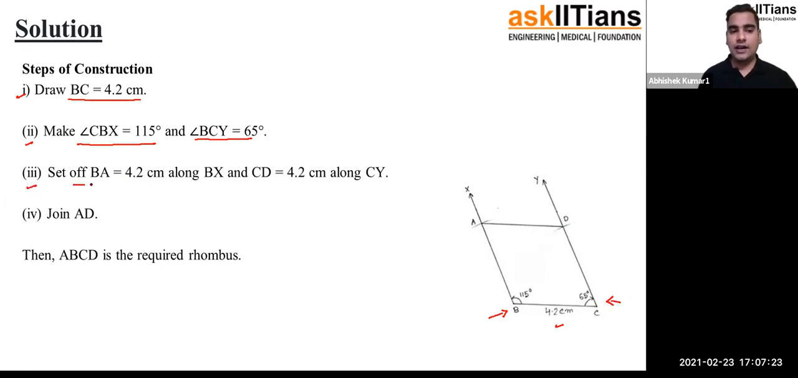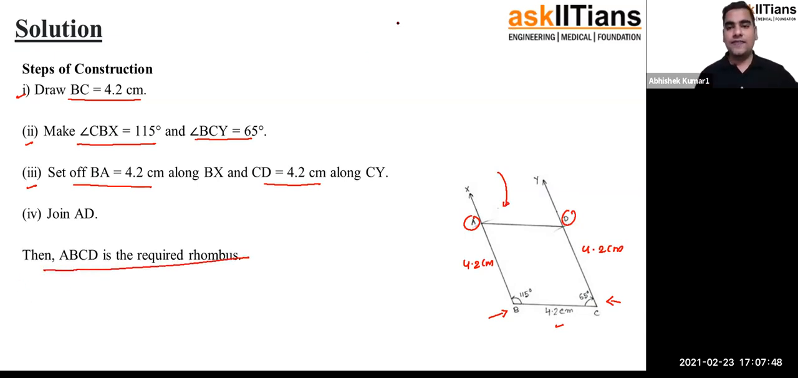Then they marked arcs of length equal to 4.2 centimeter, assuming B and C to be the centers. So this is 4.2 centimeter here. That value is 4.2 centimeter as well. And the points where they cut, they have called those points A and D respectively. All you need to do is join A and D using a scale, and you will automatically get your required rhombus, and the rhombus here is ABCD. I hope that's very clear to all of you.